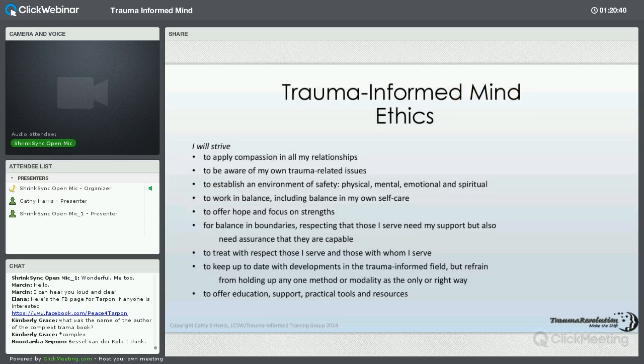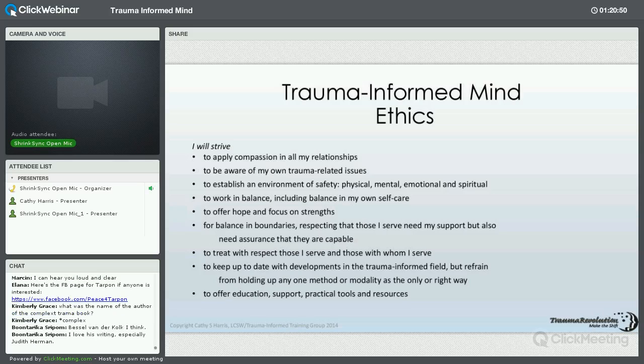There are new developments every day, and we need to keep somewhat up with those and not just get stuck on one modality as far as treatment is concerned. And I will strive to offer education, support, practical tools, and resources.